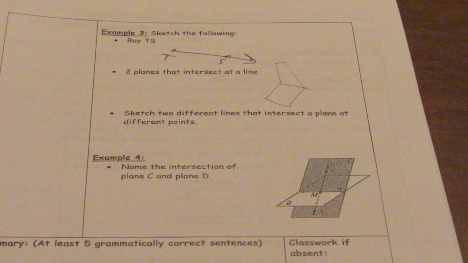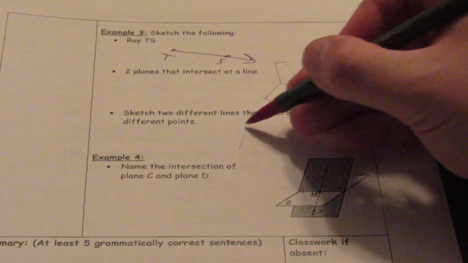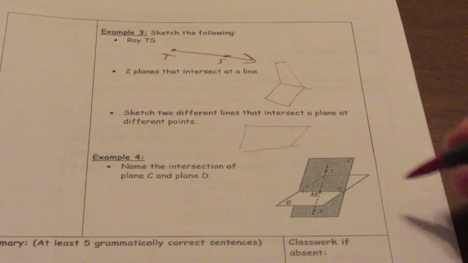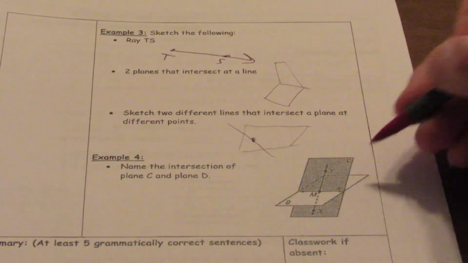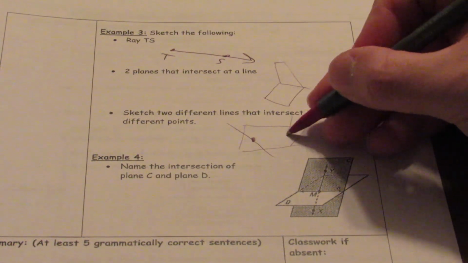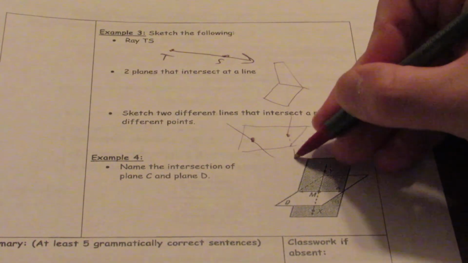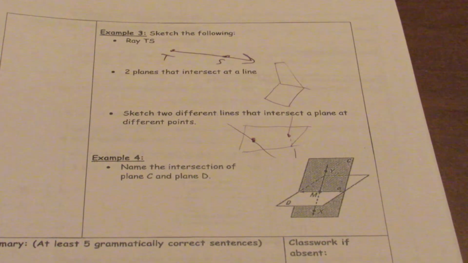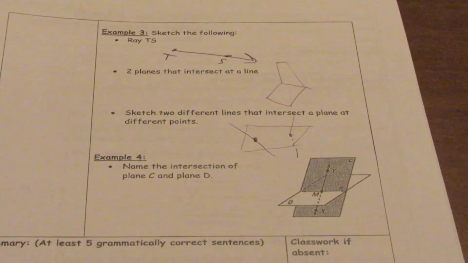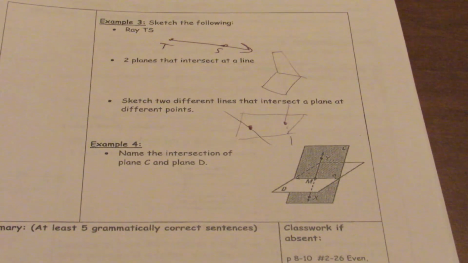And then sketch two different lines that intersect a plane at different points. So I'd have a box that represents my plane. I have a line and a point that represents hitting it, and another line and a point that represents hitting it. All right, that would be my sketches. All right, so we're not looking for a lot from the sketches, just something that would illustrate it.